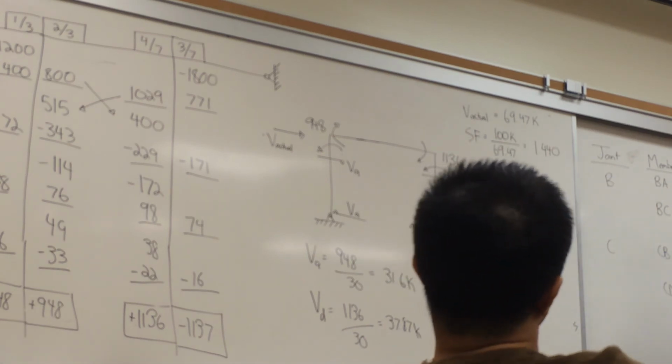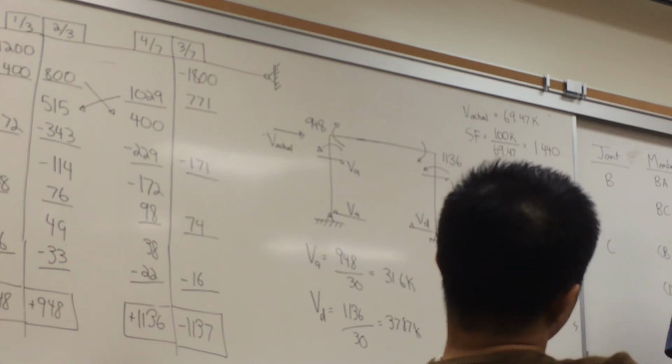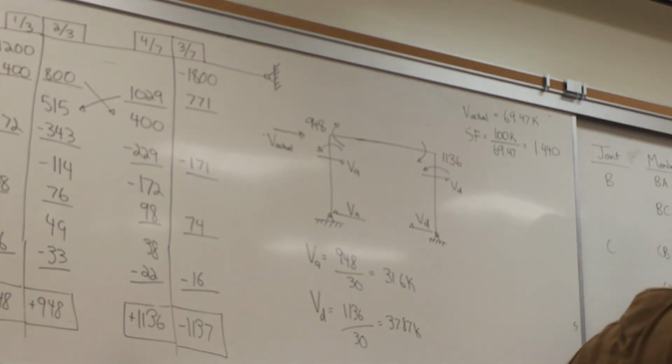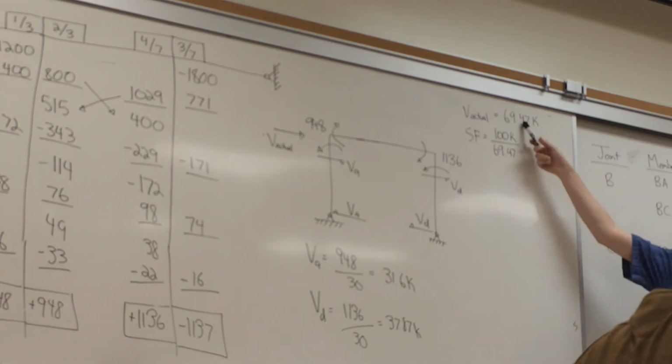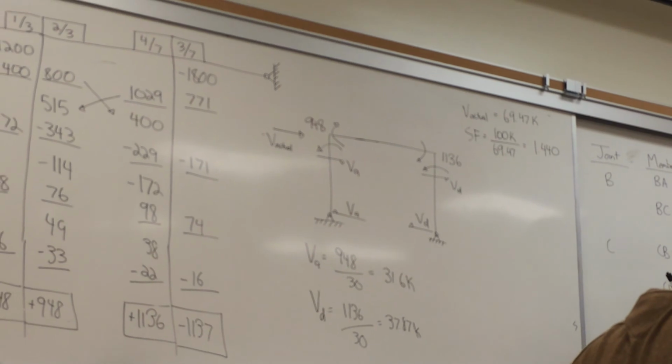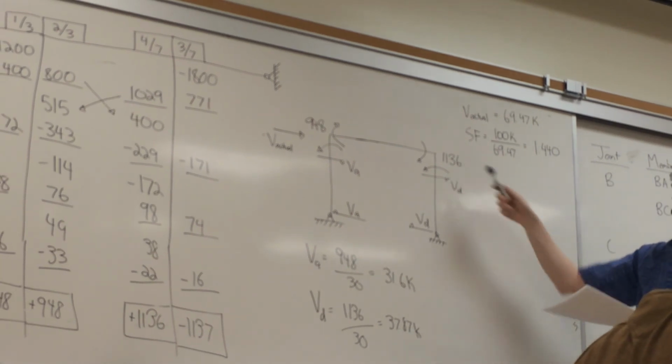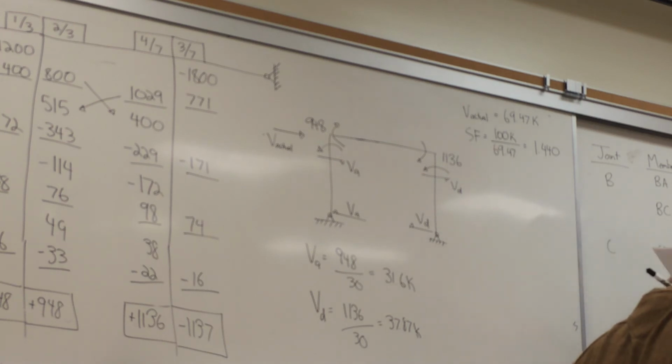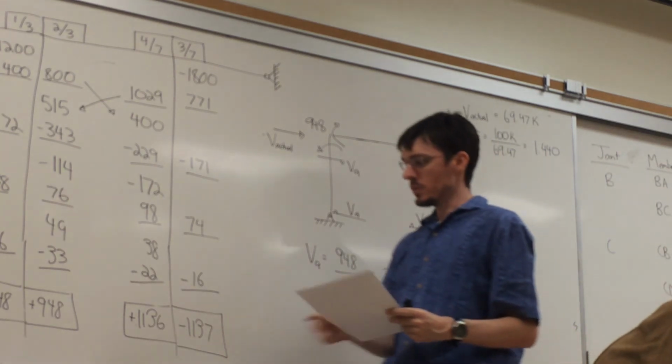69.47 kips. And because we're interested in a unit load of 100 kips, because that's what we're going to be scaling for everything, we just scale this up using a factor of 1.440. So we take each of these moments and multiply by 1.440 for everything we're using for a unit load. So that's exactly what we'll do next.